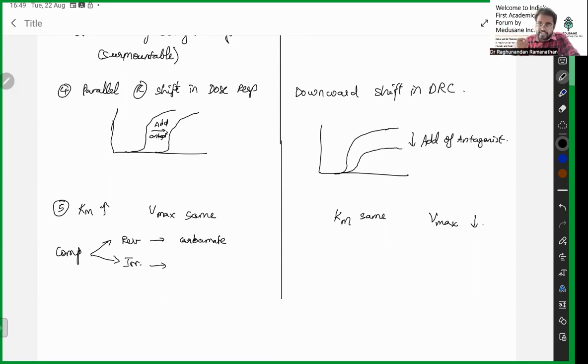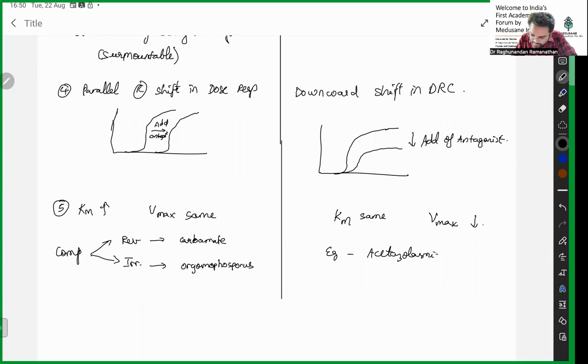What will he be doing? He will go and win the competition. He will be winning in the competition. So that is going to be your irreversible competitive antagonist. For example, organophosphorus compounds.